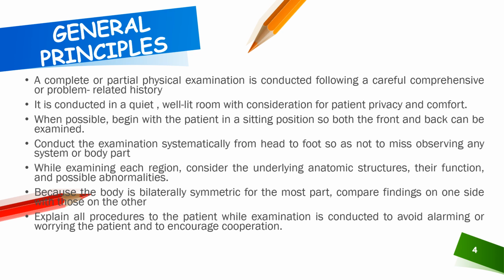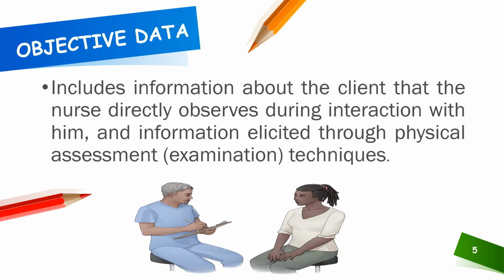While examining each region, consider the underlying anatomic structures, their function, and possible abnormalities. Because the body is bilaterally symmetric for the most part, compare findings on one side with those on the other. Explain all procedures to the patient while the examination is conducted to avoid alarming or worrying the patient and to encourage cooperation. So what is objective data?